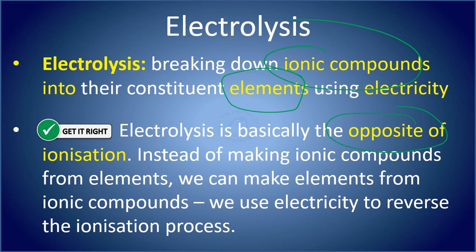And what I'm saying here is that electrolysis is basically the opposite of ionization. With ionization, you take a metal, and the metal would lose electrons to form a positive ion, and a non-metal will gain electrons to form a negative ion. Well, electrolysis is basically the opposite. So we reverse the process.